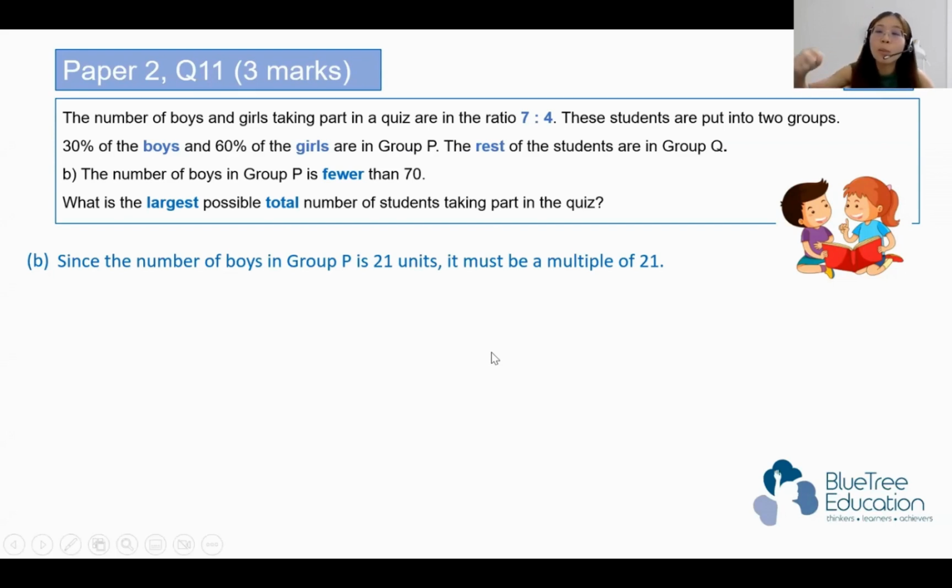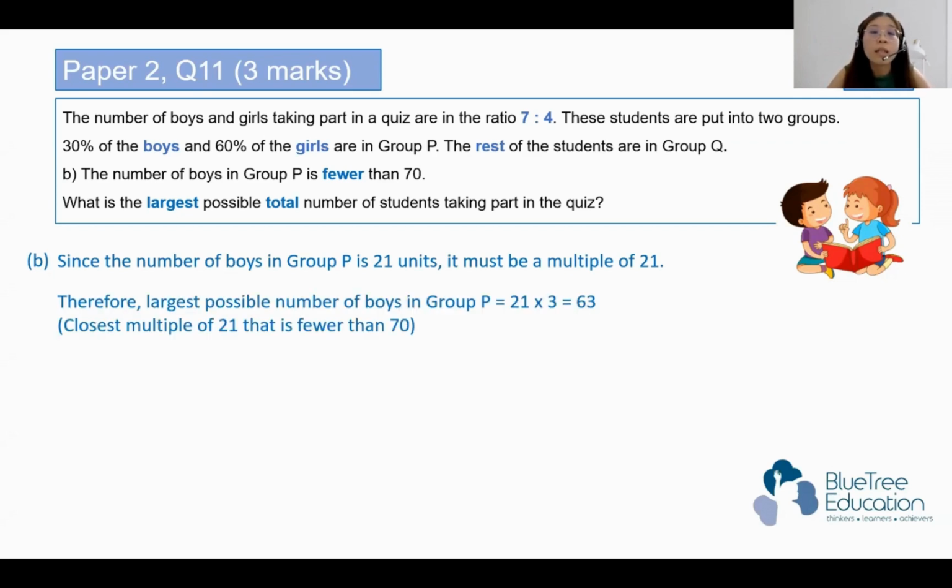Okay, so we can't go above 63 because if you add 21 again, then it will be more than 70 already. Okay, so therefore, the largest possible number of boys can only be 63 because it has to be a multiple of 21 and it cannot be more than 70. Okay, so you know that 21 units is 63, 1 unit will be 3.